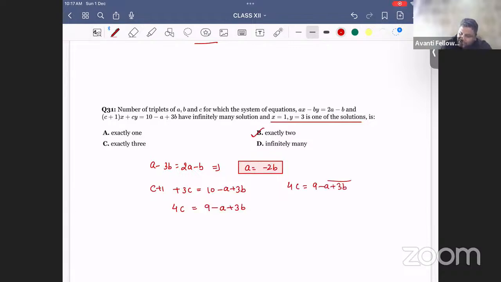And the third condition will be that both the lines are identical. Means a1 upon a2 is b1 upon b2 is also equal to c1 upon c2. So a upon c plus 1 is equal to minus b upon c is equal to 2a minus b upon 10 minus a plus 3b. Am I clear? Now you simplify all of them and you will get a, b, c. Very easily you will get it now.